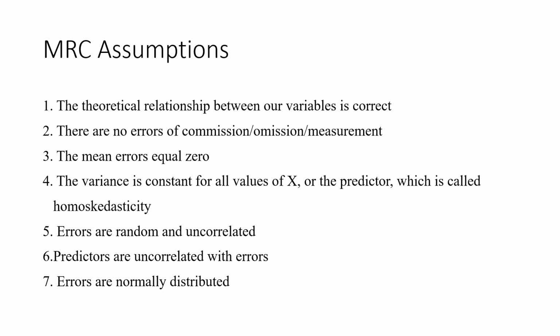Then, that there are no errors of commission, omission, or measurement, which means that we haven't included irrelevant variables, we haven't ignored relevant variables in our model, and we have measured our variables correctly. Another assumption is that the mean errors or residuals equal 0. That means for each observation, the average of the differences between an observation and the predicted group value should equal 0. Another is that the variance is constant for all values of x, which is called homoscedasticity. Another is that errors are random and uncorrelated. Predictors are uncorrelated with errors, and errors are normally distributed.